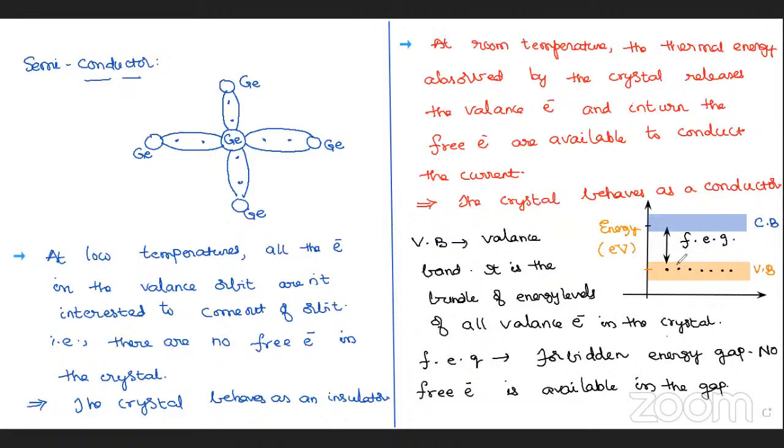Surely. If you want to make an electron free, you have to supply energy more than the forbidden energy gap. Am I right? Yes, sir. So once you give it, those electrons will come to the conduction band, that energy level I am calling the conduction band. That is the energy pack, the bundle of energy of free electrons.